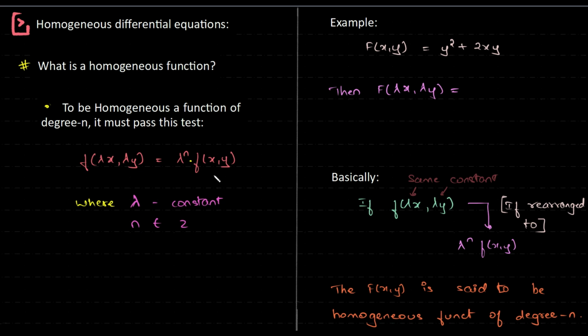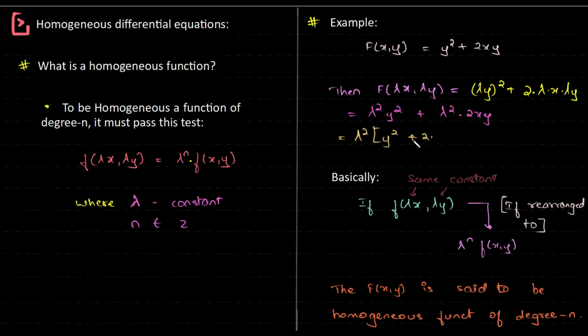this is a homogeneous function. I'll give an example. If you have f of x comma y equals y square plus 2xy, then f of lambda x comma lambda y will look like lambda y the whole square plus 2 into lambda x into lambda y. So basically this is lambda square y square plus lambda square into 2xy. So lambda square is common, and we have y square plus 2xy.